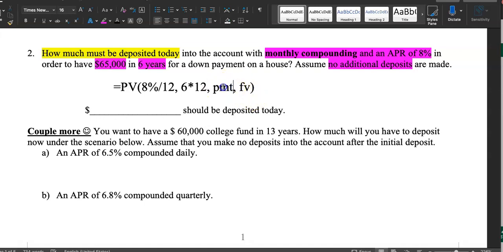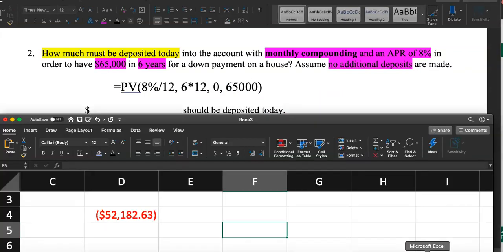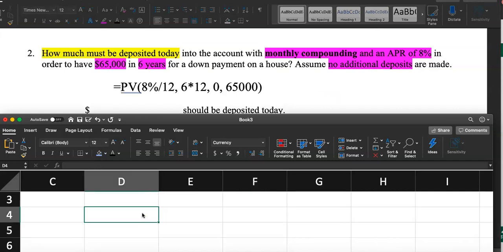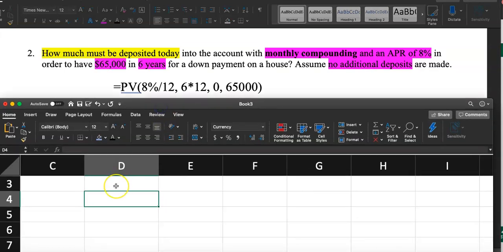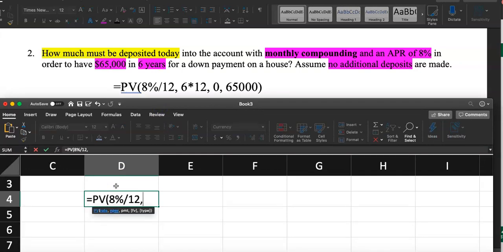All right, payment. What's the amount of payment? No additional deposits are made, so put 0 in. What about for future value? How much money do we want to have in the future? We want to have $65,000. Now we entered everything. We're ready to bring up our Excel and let's type in our formula. I'm going to delete the one that I had before. So equal sign, present value, 8% divided by 12, comma, 6 times 12, comma, 0, comma, 65,000. I have to be careful because I tend to put too many zeros in very often.